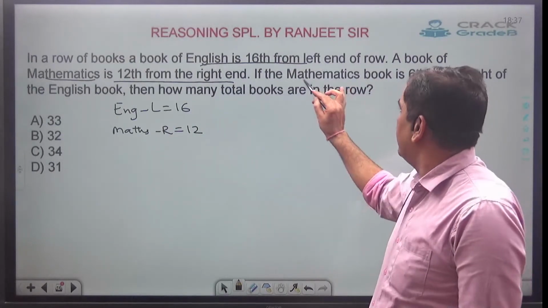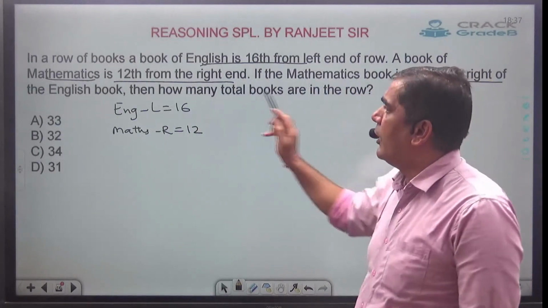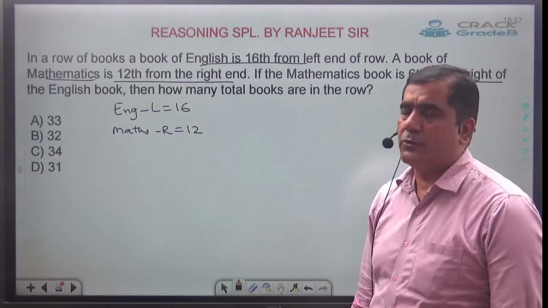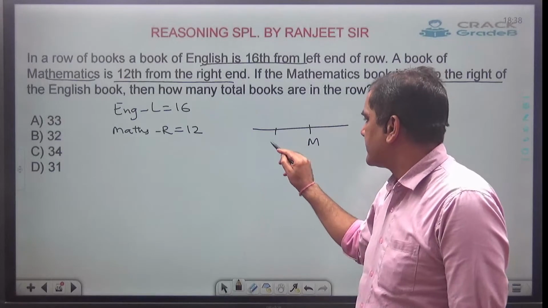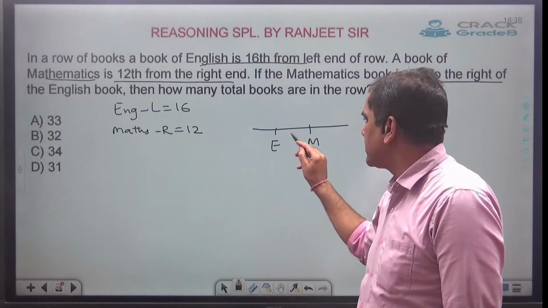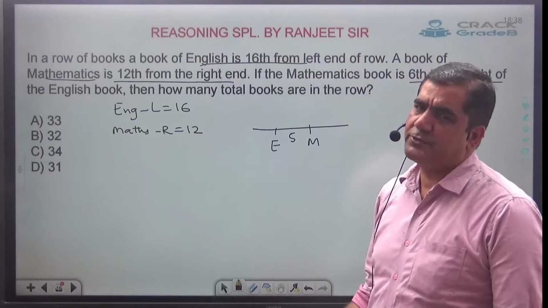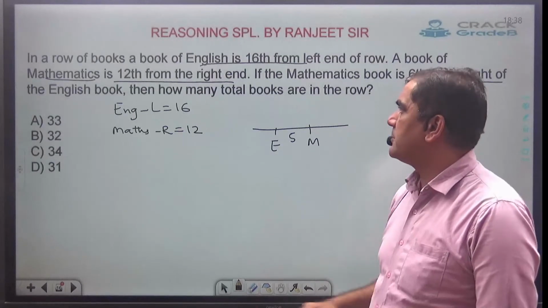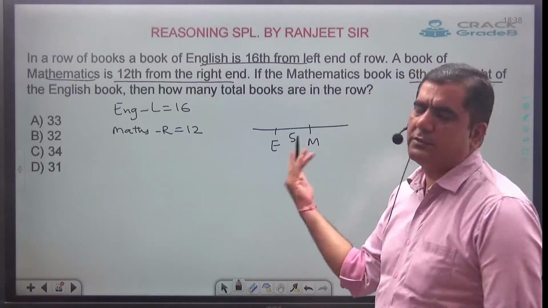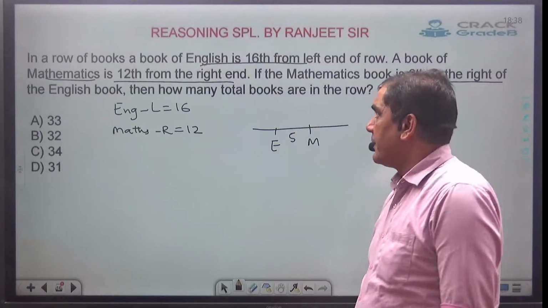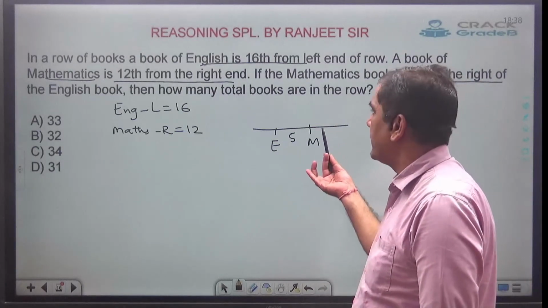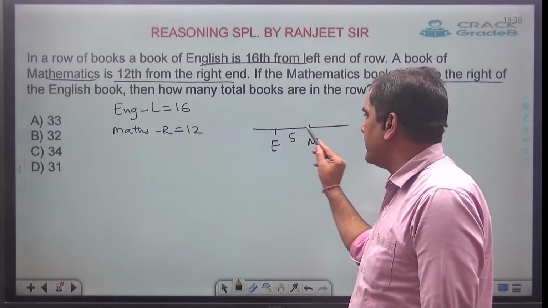If the mathematics book is 6 to the right of English, again they have given the clue. That Maths book should be 6 to the right of English. Means in between these two must be 5. We have seen this. In between these two must be 5. Then how many? Okay, simple. They have given that the mathematics book is 6 to the right of English. So in between these two must be 5.